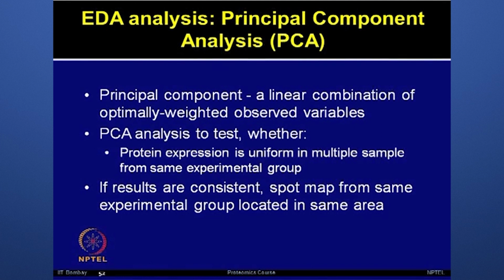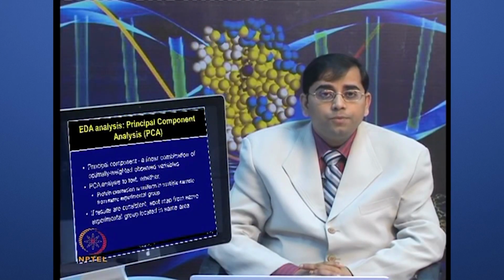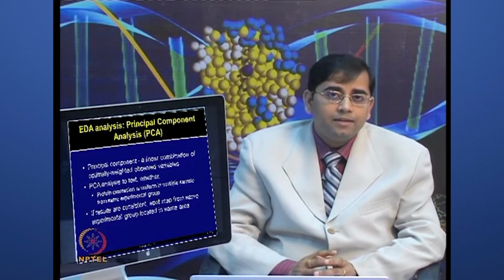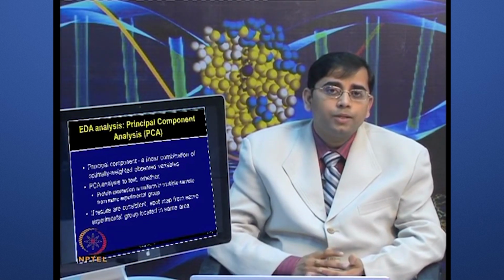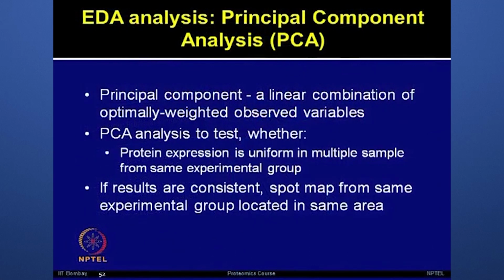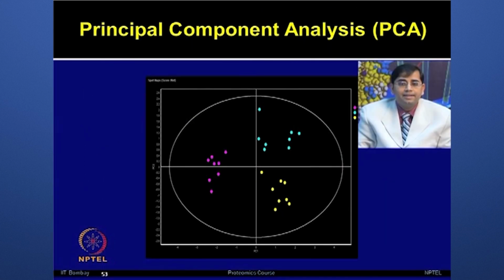Now, PCA analysis is used to test whether in your protein samples in different patients and controls, the protein expression is uniform across all the multiple samples derived from the same experimental group. So, if your results are consistent across the whole population, the same protein pattern is consistent in all the controls and in all the treatments, then the spot map from the same experimental group will be located in the same region. To clarify this point, I will show you this image here, the next slide.